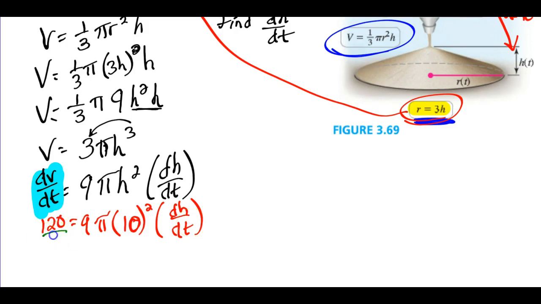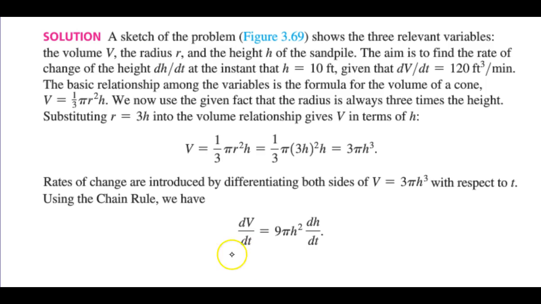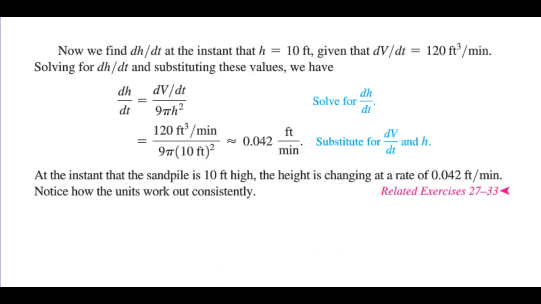So once again, I would grab my calculator, take 120, divide by the 9, divide by the pi, divide by 100, and get dH/dt equal to around 0.042 feet per minute. Let's see if the author has something close. That looks familiar. Yay, I think that's what we had.